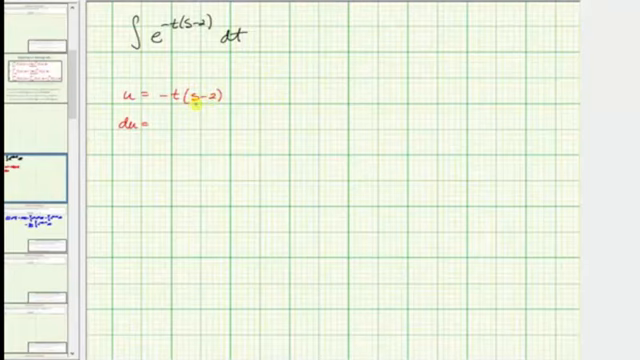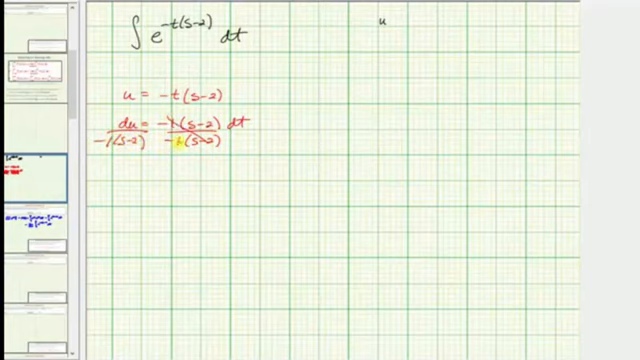Well, s minus 2 is just a constant. The derivative of negative t with respect to t is negative 1, so we have negative 1 times the quantity s minus 2 dt. So if we divide both sides by negative 1 times the quantity s minus 2, we would have dt equals, let's write this as 1 over the opposite of the quantity s minus 2 du.